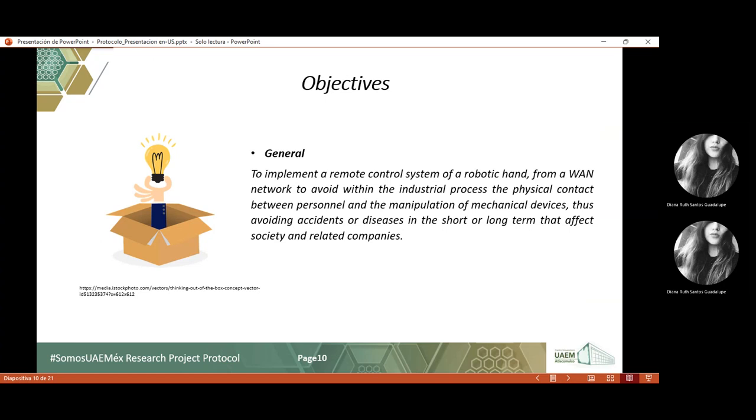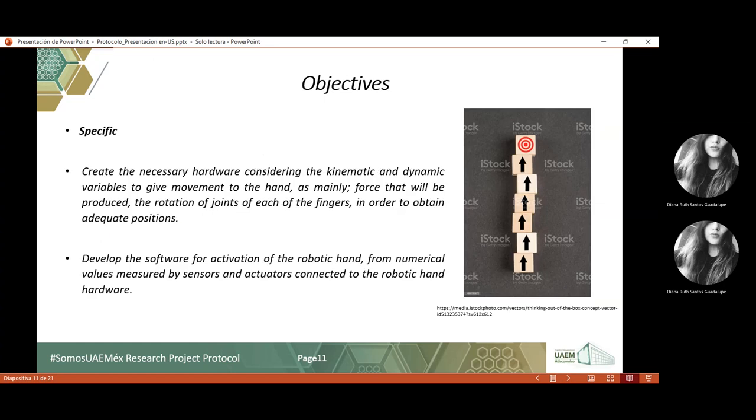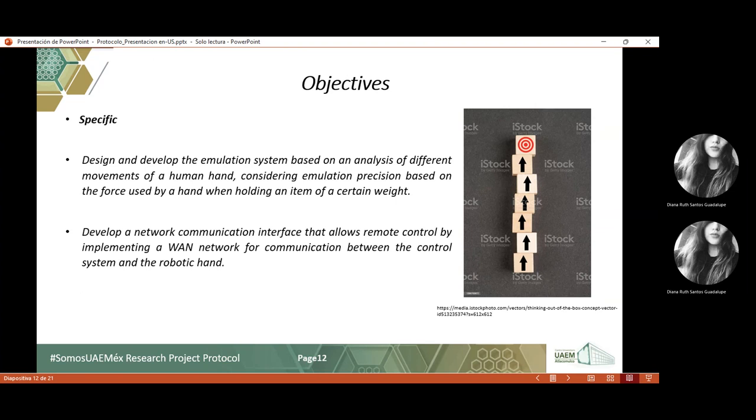Objectives. The general objective is to implement a remote control system of a robotic hand from a WAN network, to avoid within the industrial process the physical contact between personnel and the manipulation of mechanical devices, thus avoiding accidents or diseases in the short or long term that affect society and related companies. The specific objectives are: create the necessary hardware considering the kinematic and dynamic variables, and develop the software for activation of the robot hand; develop the emulation system based on analysis of different movements of a human hand; and develop a network communication interface that allows remote control by implementing a WAN network for communication between the control system and the robot hand.